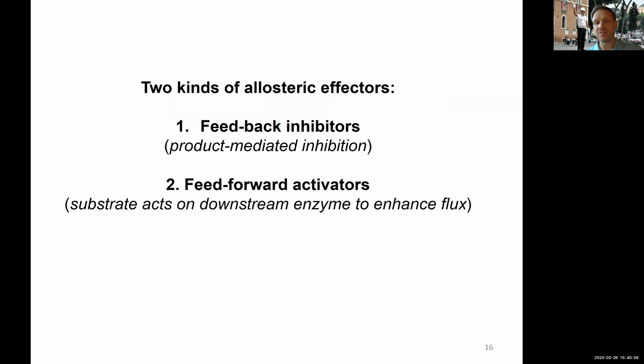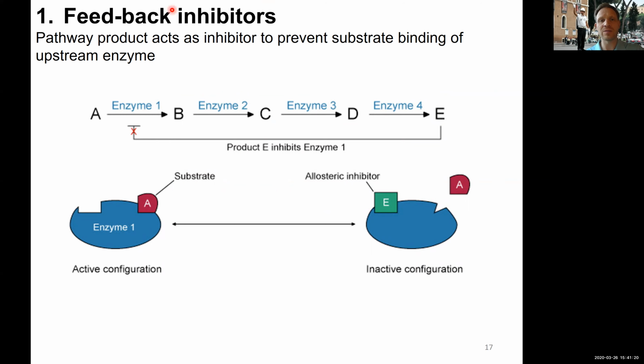So let's start with the feedback inhibitors up here. These are compounds that act as inhibitors to prevent the substrate binding and the catalysis of an enzyme that is upstream in the pathway, so a reaction that has occurred earlier in this same pathway. Let's just use a hypothetical pathway here. We're running this pathway, and we're making product E, and at some point, we just have enough of it, it starts to accumulate. We do not want to make more of this product. So now we actually want to shut down this entire pathway.